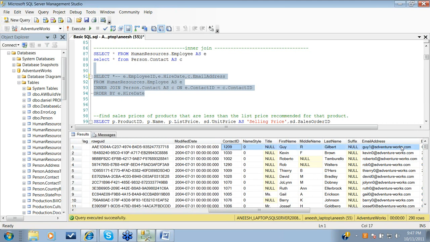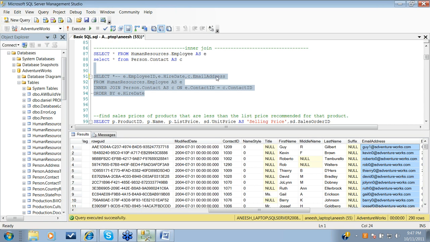So the output contains hiring date, employee ID, and it also contains the corresponding email address coming from the contact table. Are you with me so far? Hello? Are you with me so far?